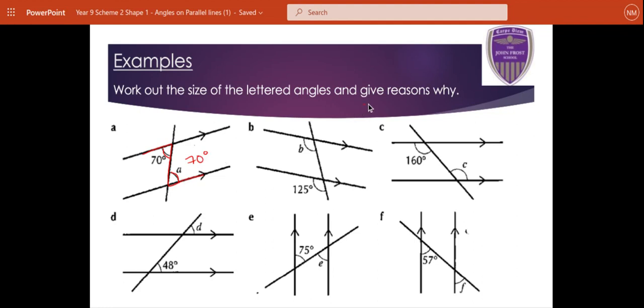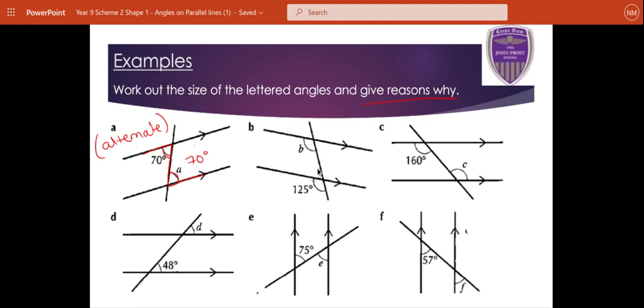Okay, and where it says give reasons why, your reason could literally just be putting the word alternate in brackets after your answer. That just shows that you've used the rule that alternate angles are equal. Okay. Right, for question B, we have to use the 125 because we're already given it.